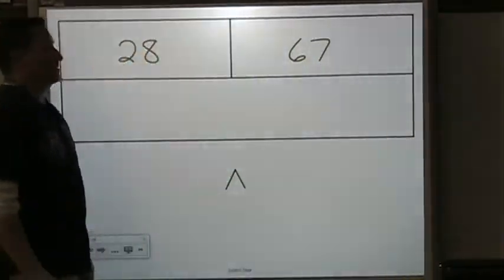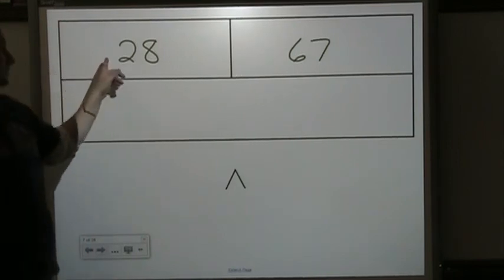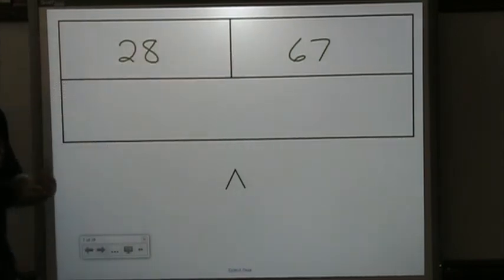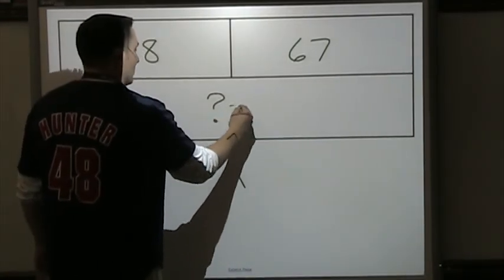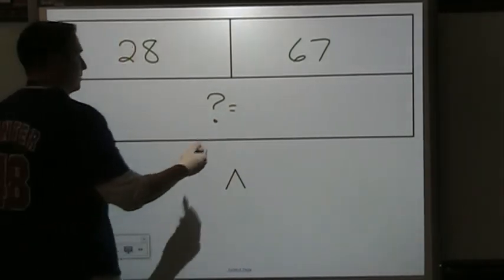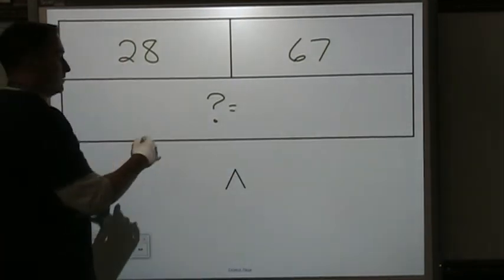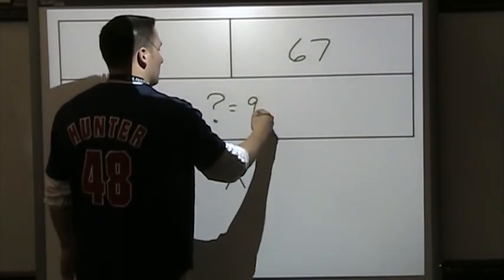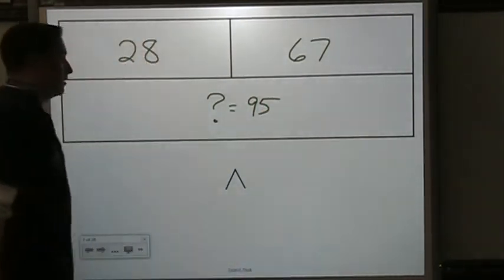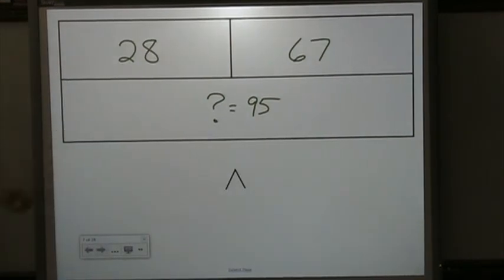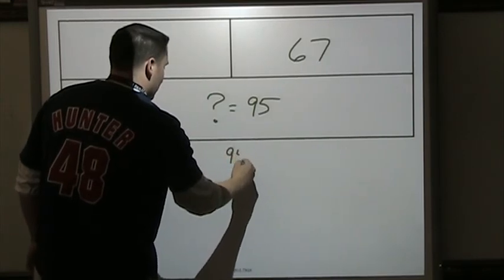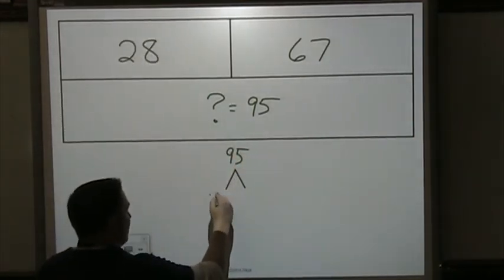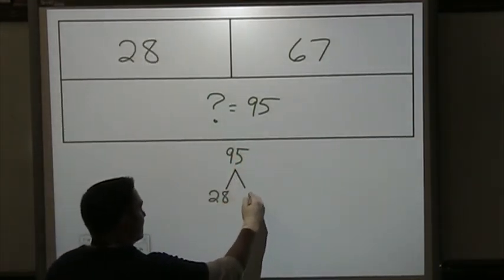Something you could ask the kids, if you switched it around and put 67 over here and 28 over there, would it matter? Hopefully they would say, no, it does not. Question mark and question mark equals, and this is where the algebra, you could put some letters in here. And then down here on the other part whole model, 95 on top, 28, 67.